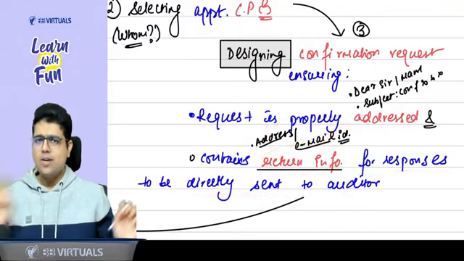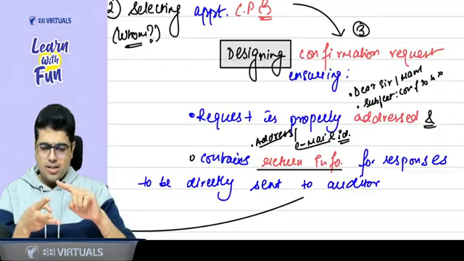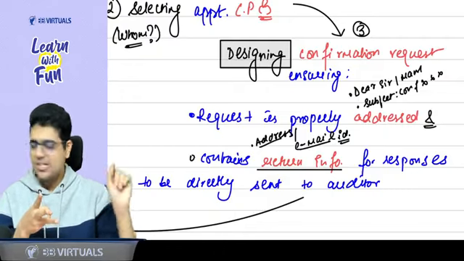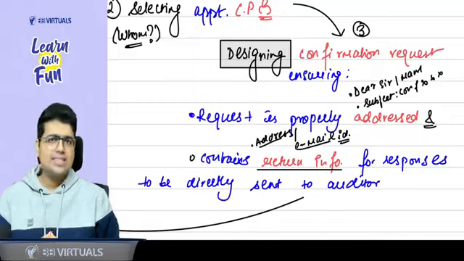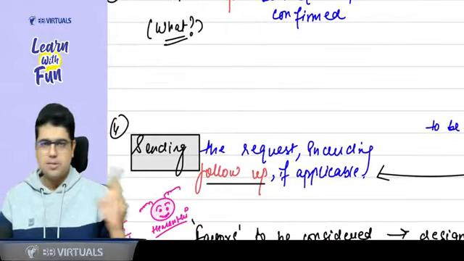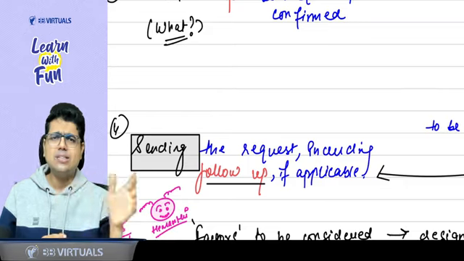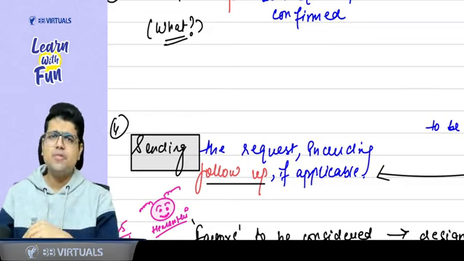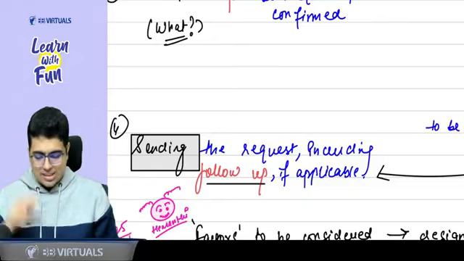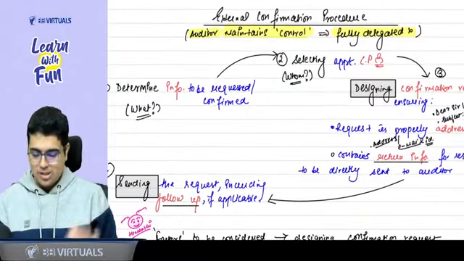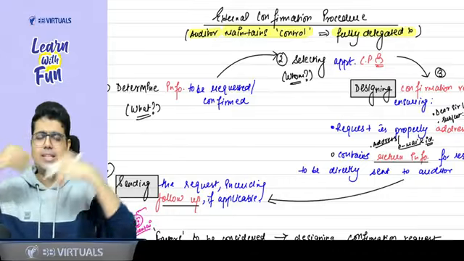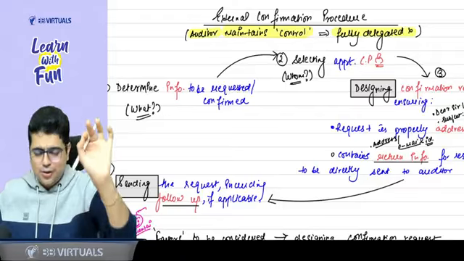So it should contain the address or email ID, that is the written information, for the responses to be directly sent to the auditor. What are the 3 steps we have done? Deciding the information to be confirmed, selecting a confirming party, designing the confirmation request, and lastly, when the confirmation request is ready, you send it out. So the last step is sending the request. But sir, if the confirming party is not replying to our confirmation, what do you do? Sir, we start doing the follow-up. We start writing the follow-up mails. So the last thing is doing the follow-up if it is applicable. So the 4 steps: determine the information, selecting the party, designing the confirmation request, and lastly sending the request. And if they don't reply, start doing the follow-up.